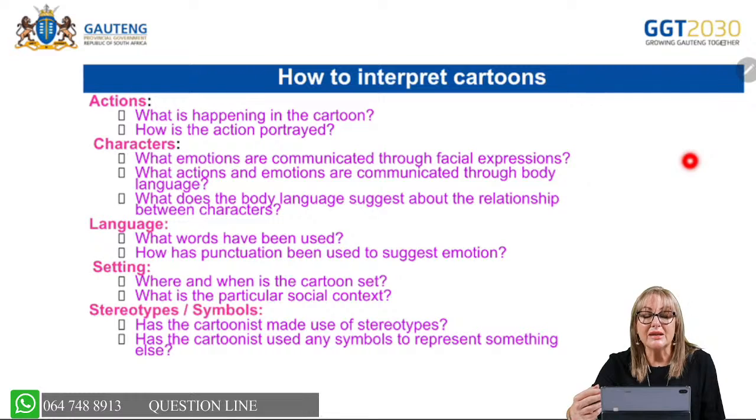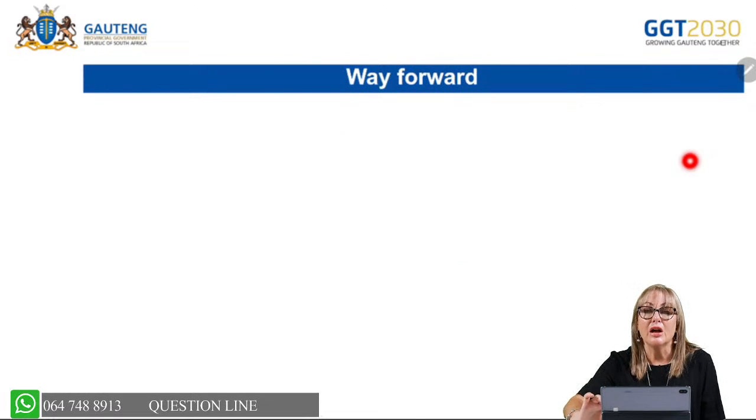A symbol: has the cartoonist used any symbol to represent something? Especially those of you who have history as a subject as well. In the cartoons that you have to analyze, you mostly get single cartoons. There might be a symbol of something, a flag of a country or an item that is important to that country and that era, and you will be asked to interpret that. So you must look at the symbols in a cartoon.